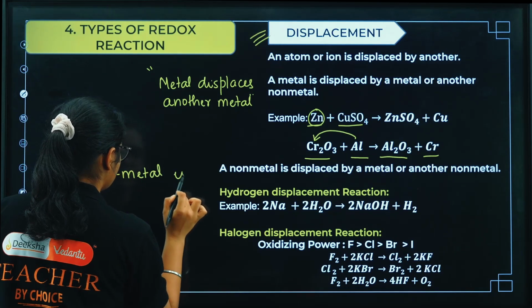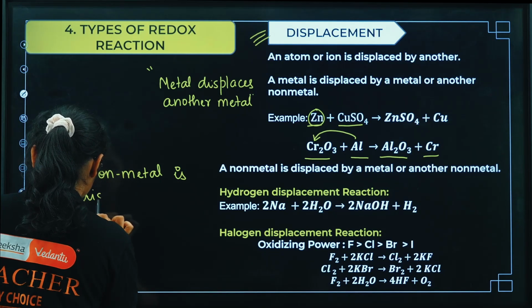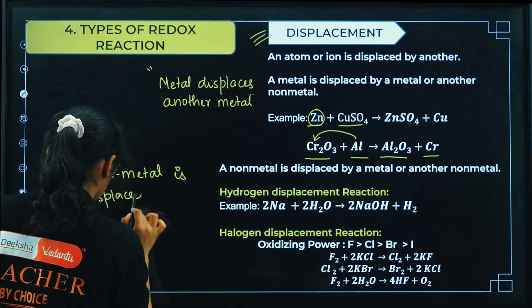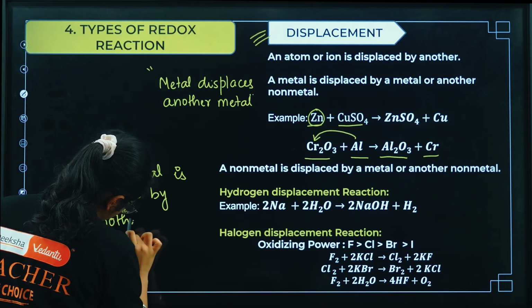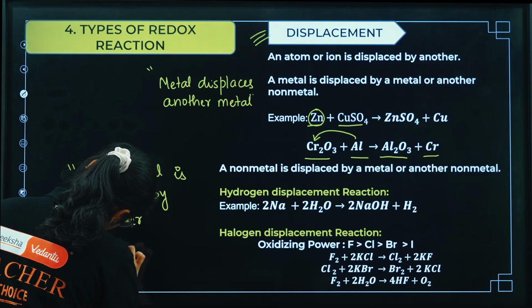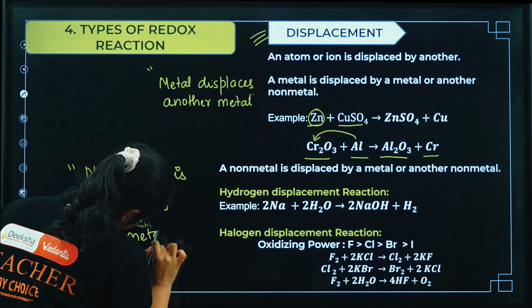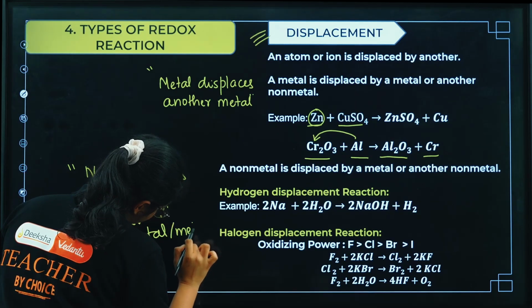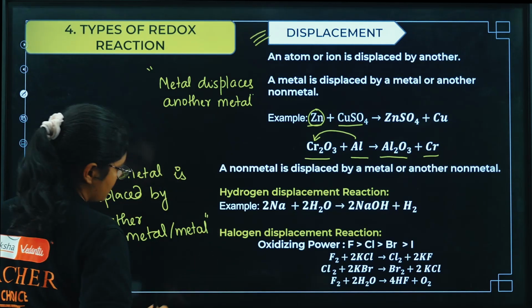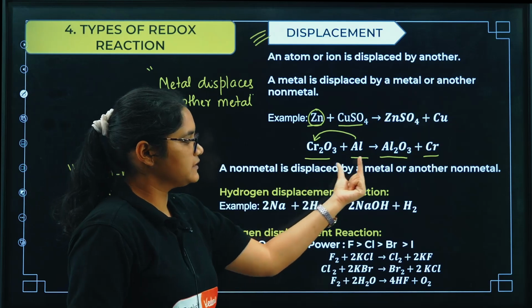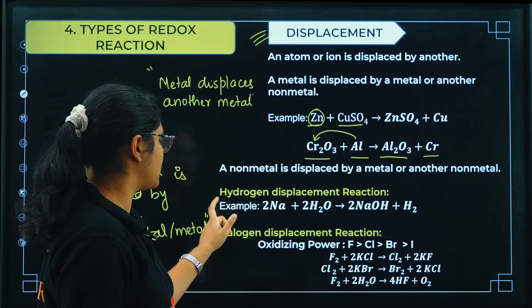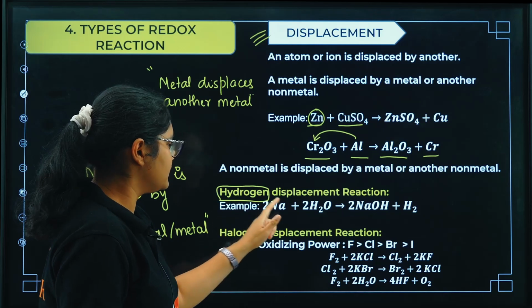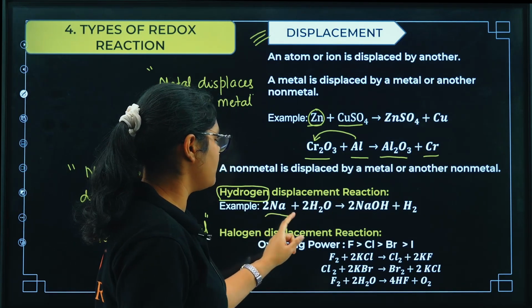Okay, a non-metal is displaced by another non-metal or metal. Okay, so a non-metal is displaced by a metal or another non-metal. So you can see here, suppose hydrogen is a non-metal. It is displaced in this reaction by a metal.